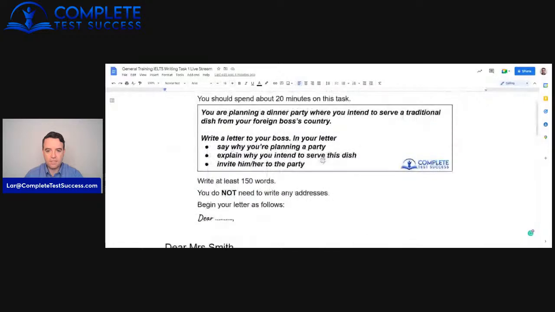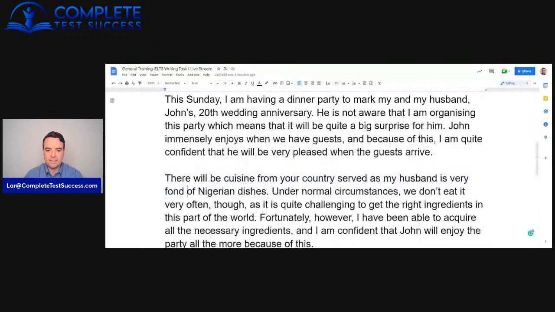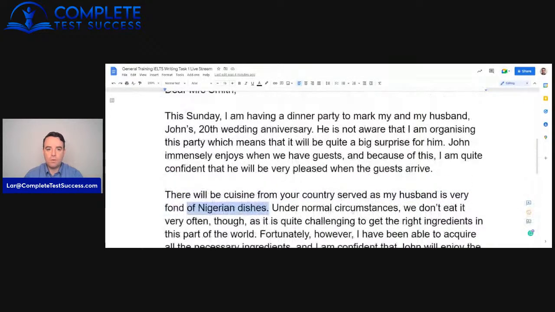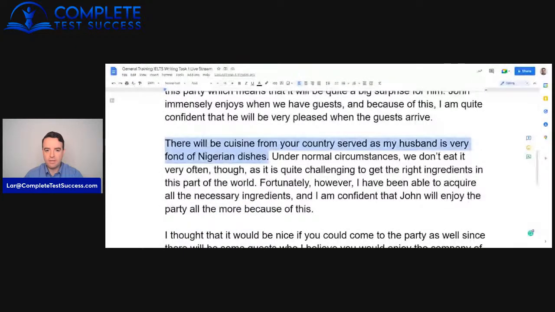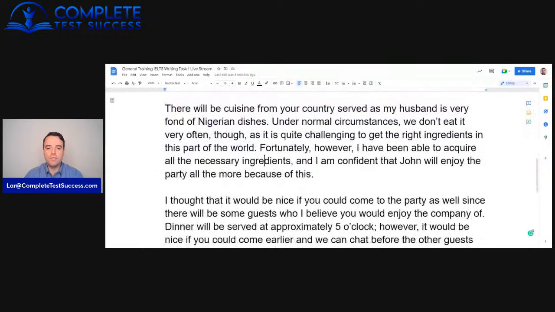Why you intend to serve the dish? My husband likes Nigerian food. That's exactly why. And again, what we want to do is continue talking about that. Just to mention that, that's enough for, let's say, a band 6 if you do that for each prompt. But to improve a band 6 for task achievement, when you give a direct answer to the prompt, you are helping your task achievement score. But only doing that will keep you at about a band 6. To push our score up further, we need to develop and talk more about the actual answer.